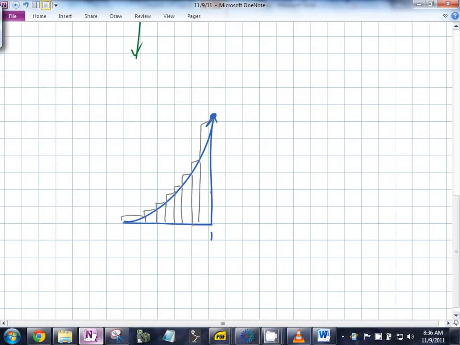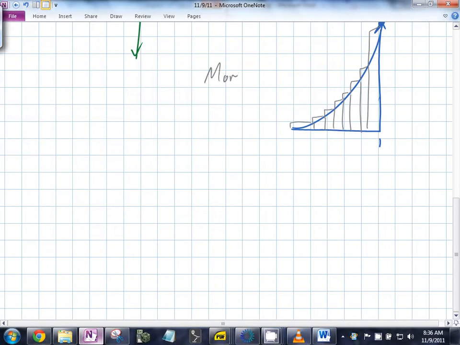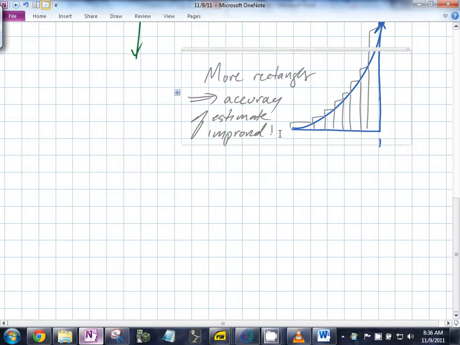So it looks like as we increase the number of sections, what happens to the estimate? It looks like if there are more rectangles, the accuracy of the estimate improved. It does seem tedious. Now, are we going to sit there and write out the area for each individual rectangle? I hope not. No, we're not going to write the area for each individual rectangle.